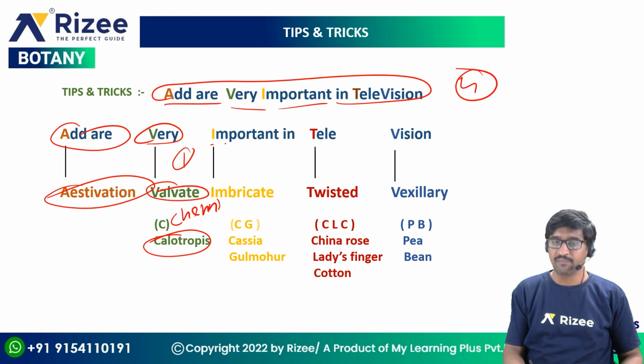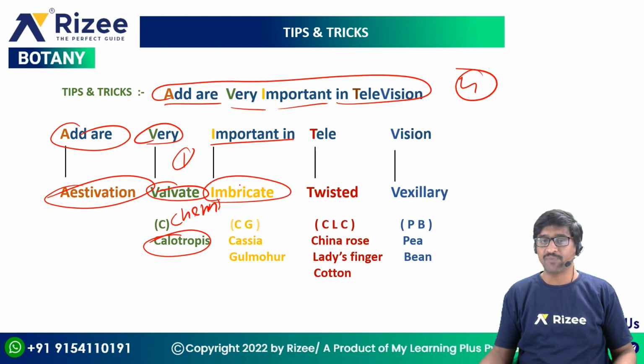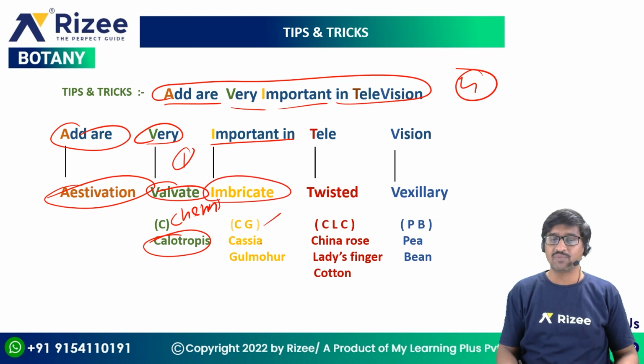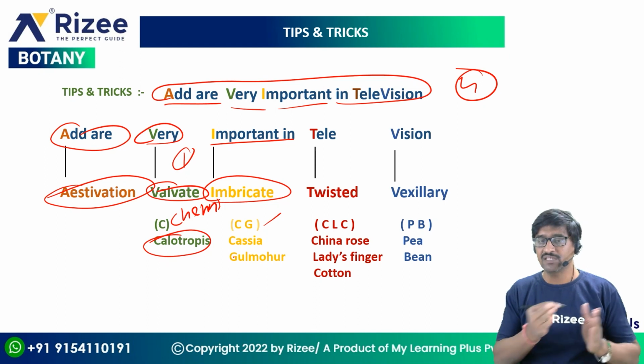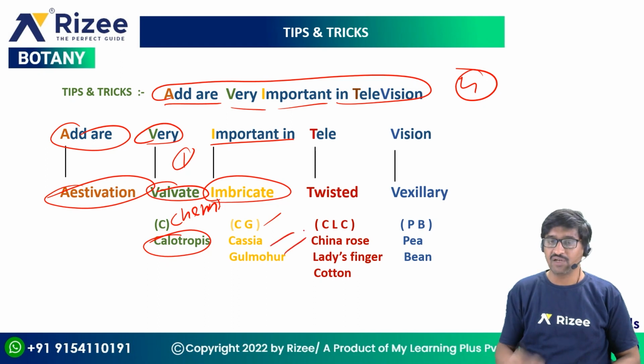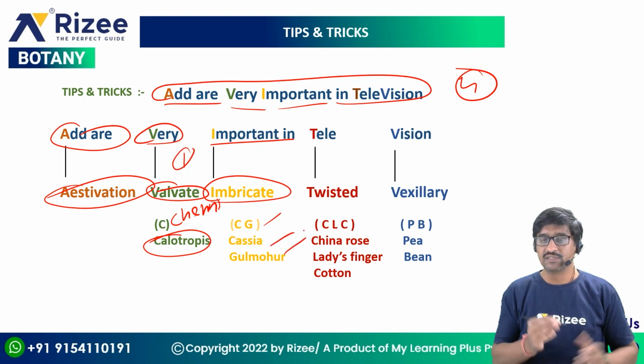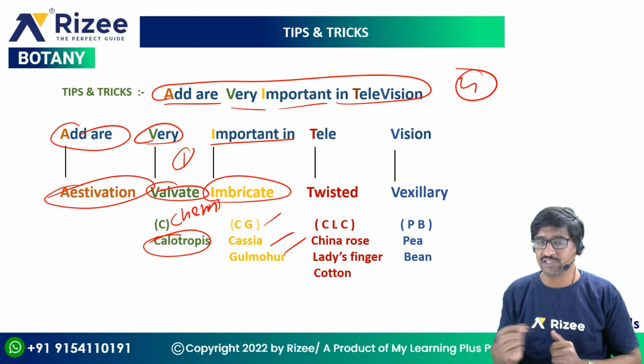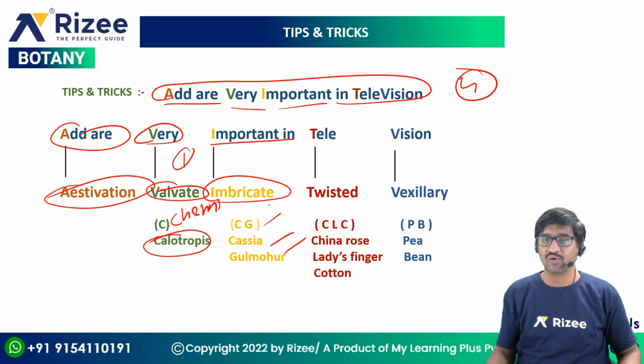Next, I means imbricate aestivation. The examples are CG, meaning Chhattisgarh, Gujarat, that is Cassia and Gulmohar.